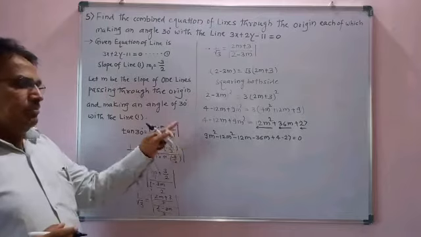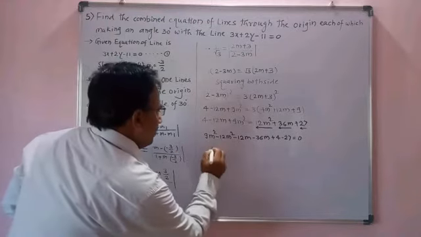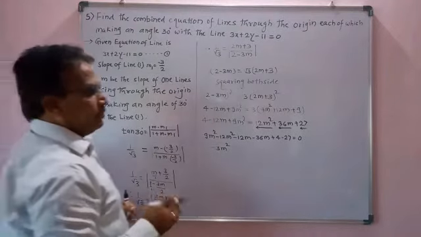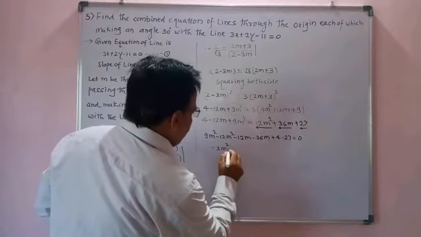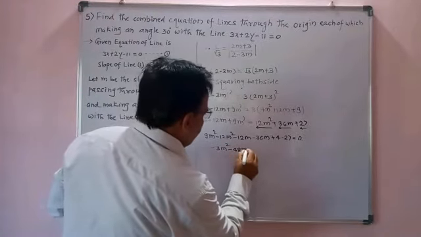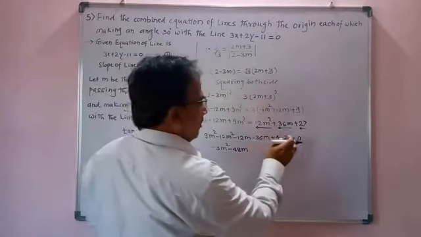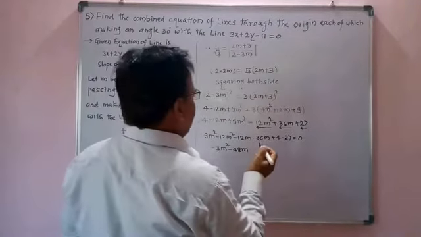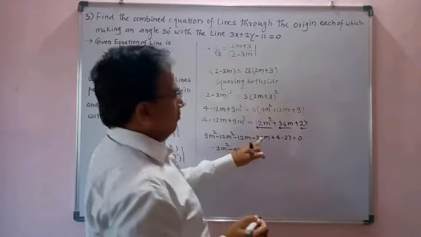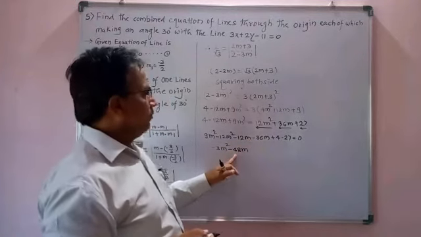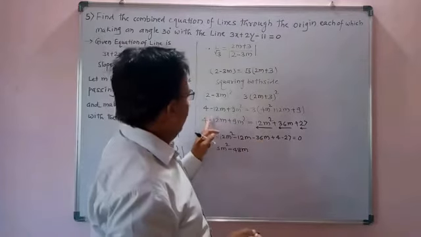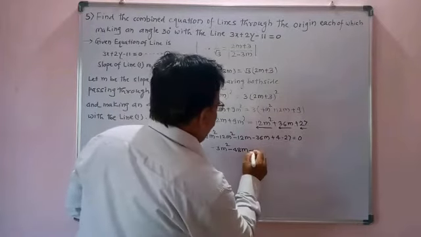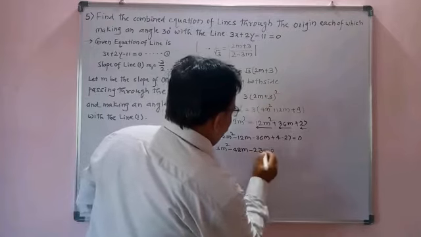This 27 transposes on left side, plus 27 is minus 27, equal to 0. Therefore, 9m square minus 12m square means minus 3m square, minus 12m minus 36m. This addition is minus 48m, and 4 minus 27 is minus 23, equal to 0.